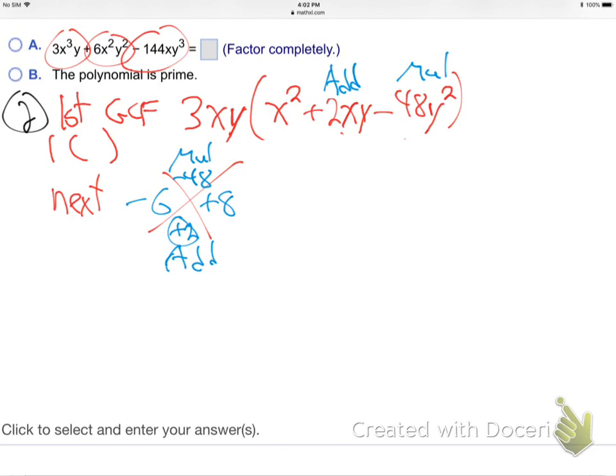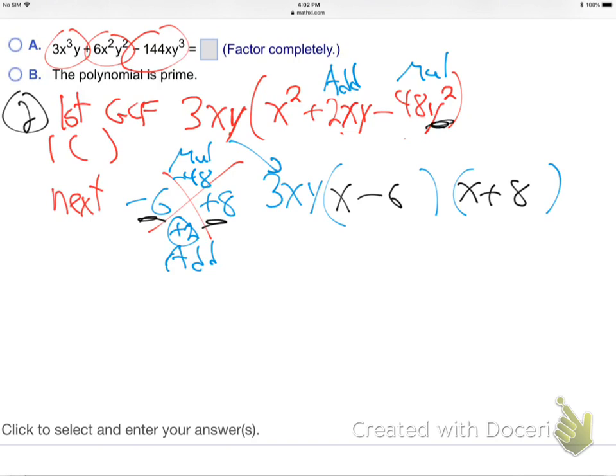So that's my pair. So you leave the 3xy in the front. And you put 2 parentheses now. And it's going to be x in the front, minus 6 plus 8. And we have y squared in the back, so we need y's in the back. There we go.